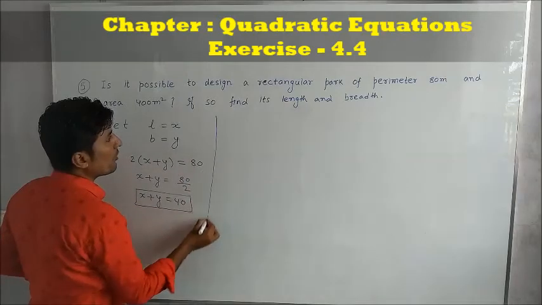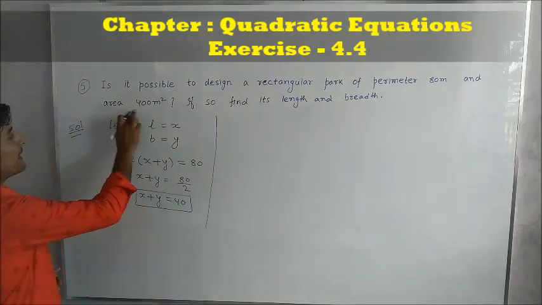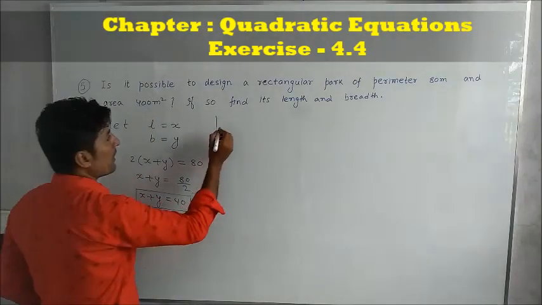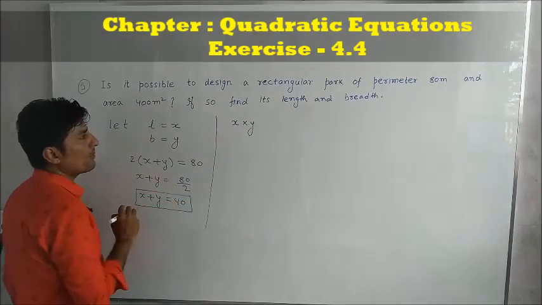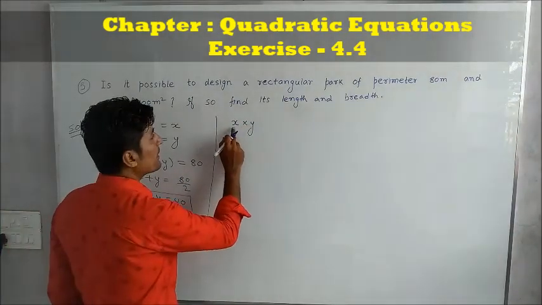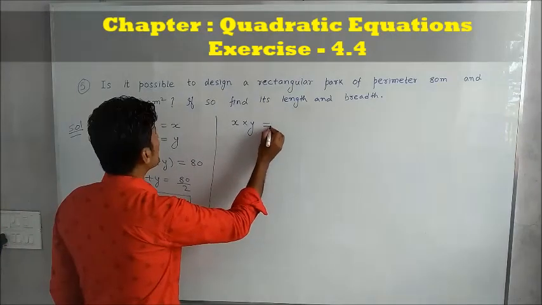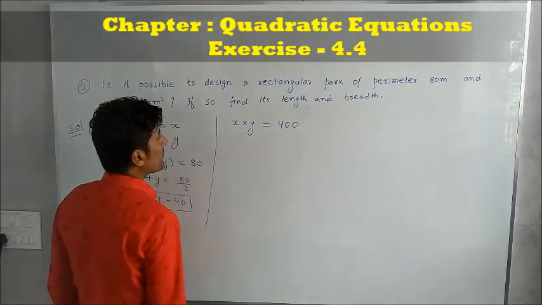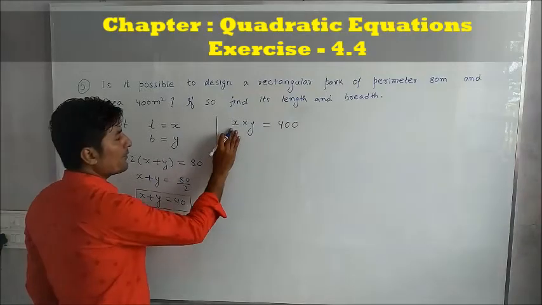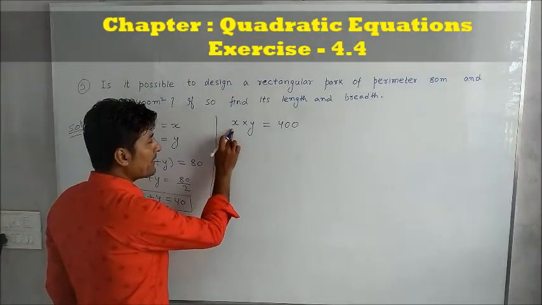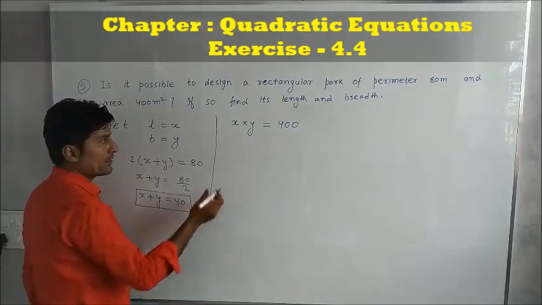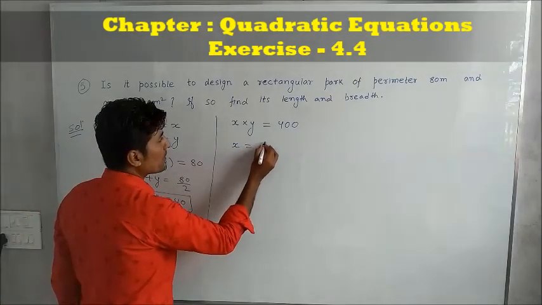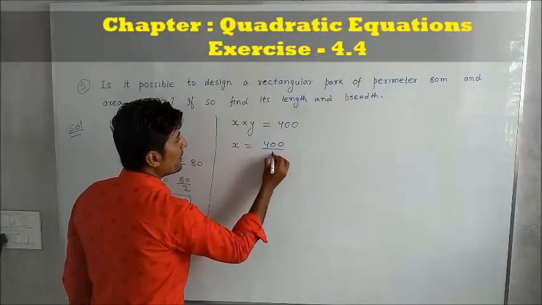Now again, according to the question, the area of the park is 400 meters square. So we can write length into breadth. The area of the rectangular park will be equal to length into breadth, x into y, equals 400 meters square. Now after that we have to find the value of either x in terms of y or y in terms of x. So we can write x equals 400 upon y.